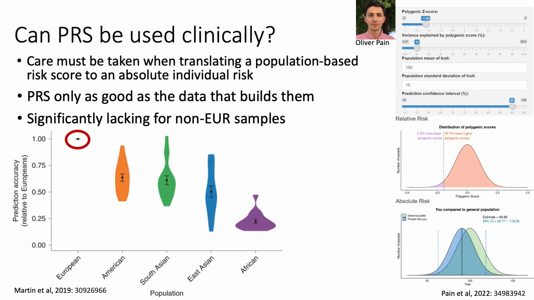This is a graph showing, relative to Europeans, how predictive the polygenic risk scores are for other populations, and it's really lacking. So again, a very long way from being able to implement these clinically, but that is presumably the eventual goal.